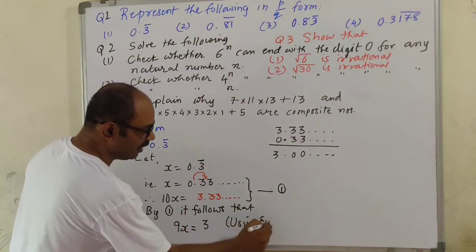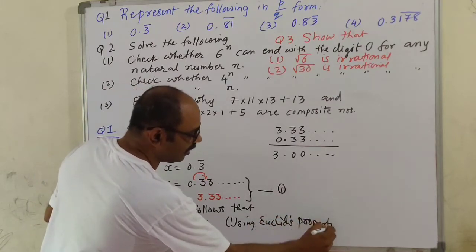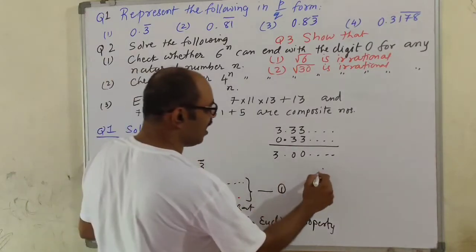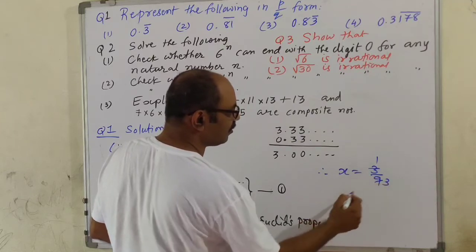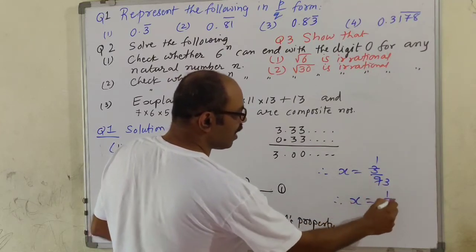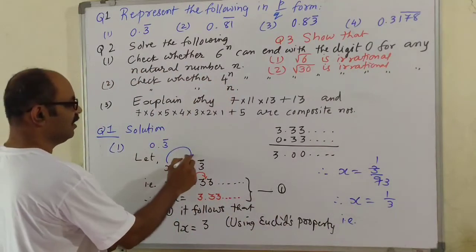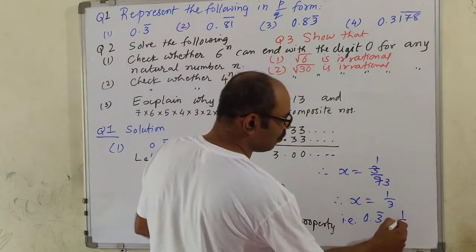Using Euclid's property. Is that clear to you, children? So what is x? Therefore, x is equal to 3 upon 9. 3 ones are 3, 3 threes are 9. So what is x? 1 upon 3. But what is x for us? 0.3 bar. 0.3 bar for x is equal to 1 upon 3.